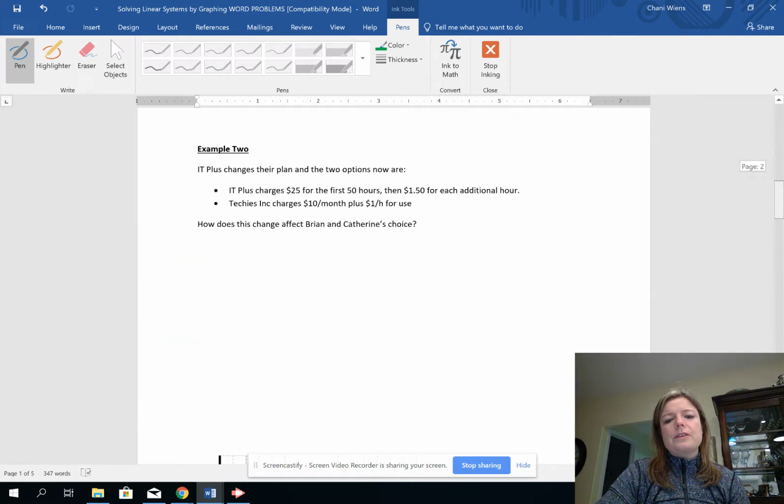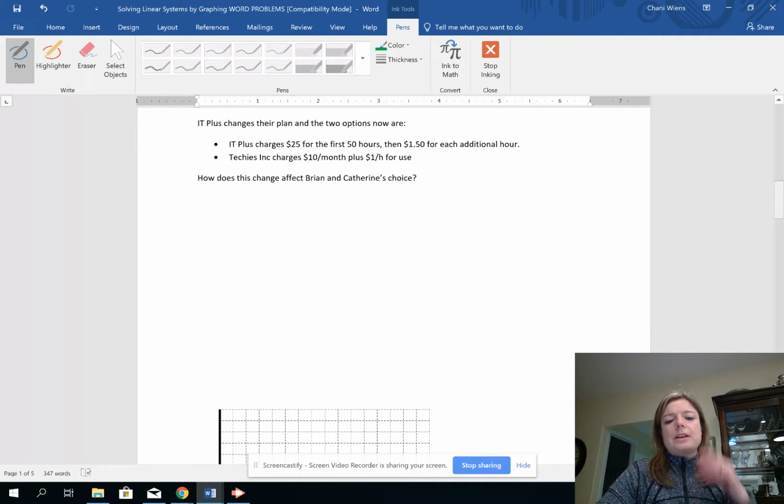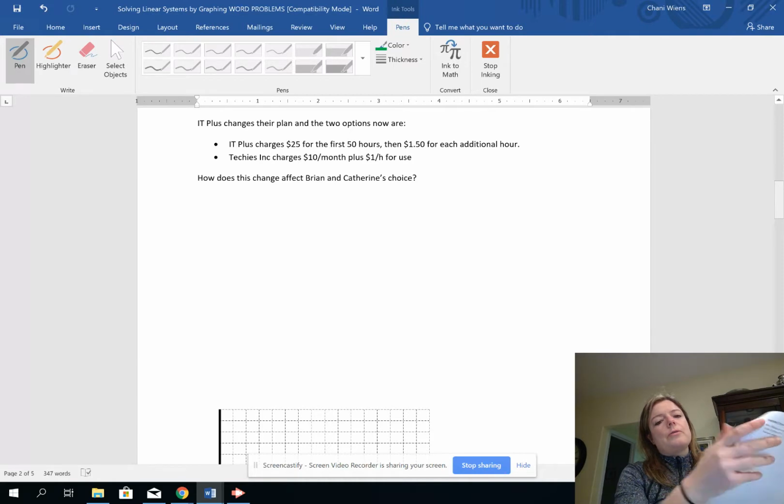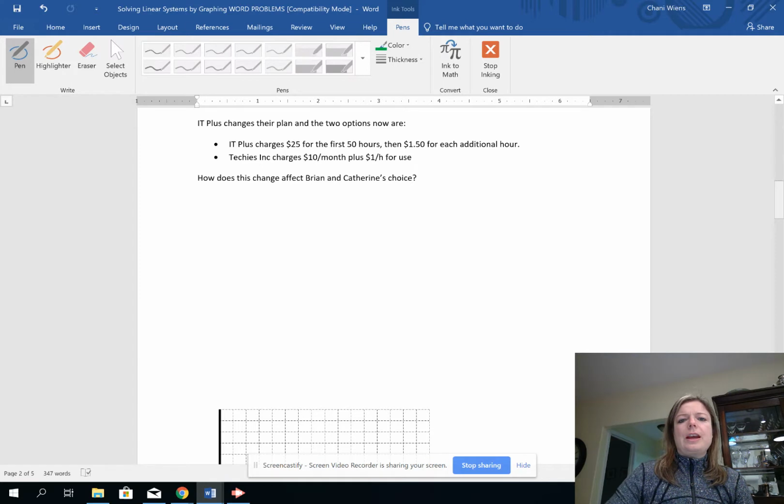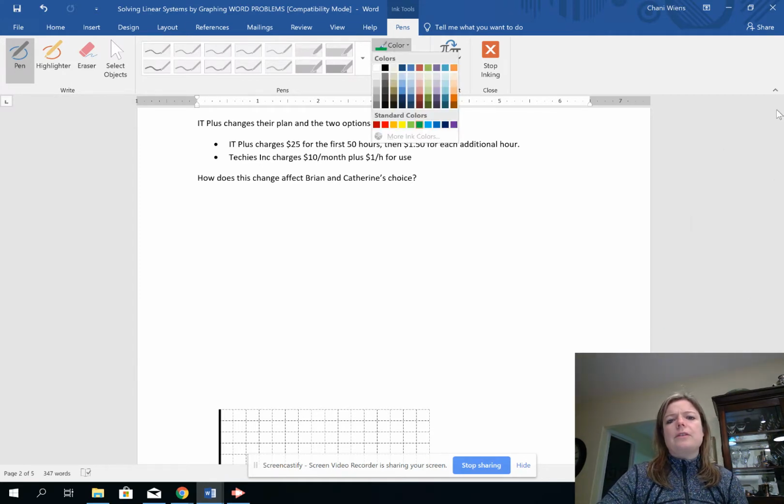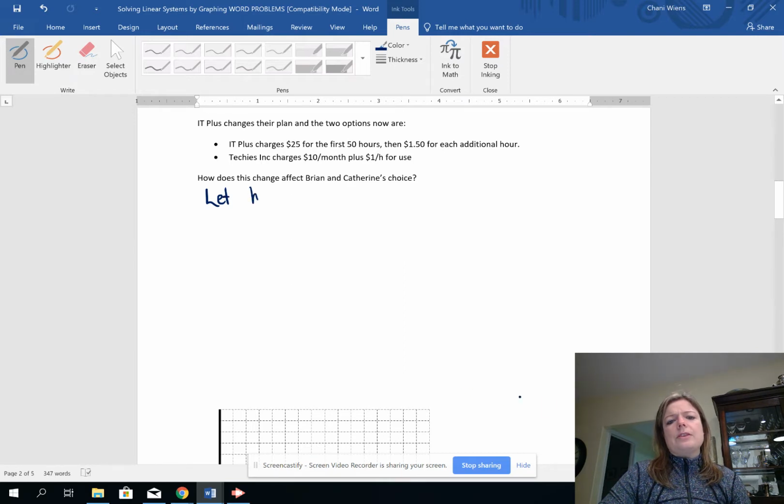We're going to go with the same situation, but a bit of a different idea. It's going to throw a bit of a wrench into things. So in this case, IT Plus has changed their plan. Okay, so they no longer just have the $25 no matter what deal. People are maybe taking advantage of it. So we'll still say that our variables are the same. So let H represent number of hours, and let C represent monthly cost in dollars.